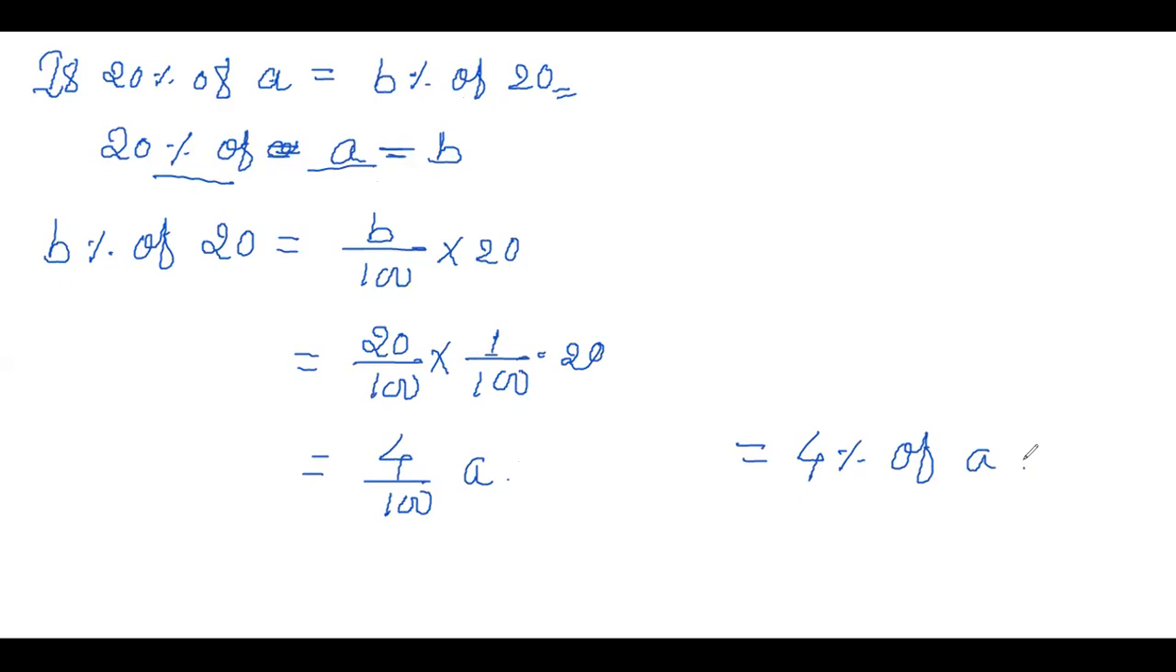What is the value of B if 20% of A is equal to B% of 20? If 20% of A is equal to B, then find out B% of 20 in terms of percentage of A. So 20 by 100 into 1 by 100 into 20. So it is equal to 4 by 100 into A. So 4% of A.